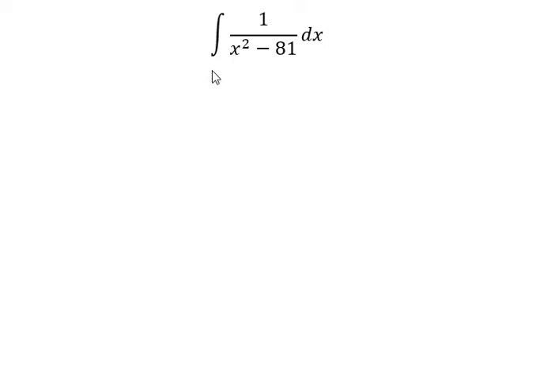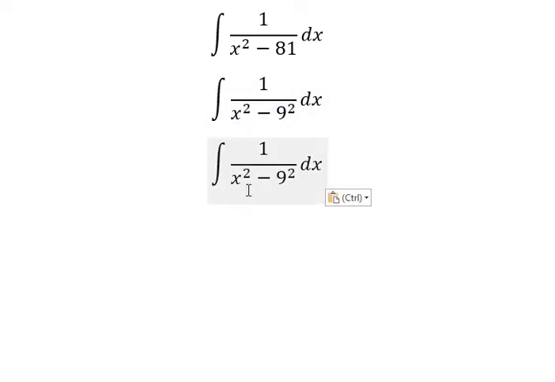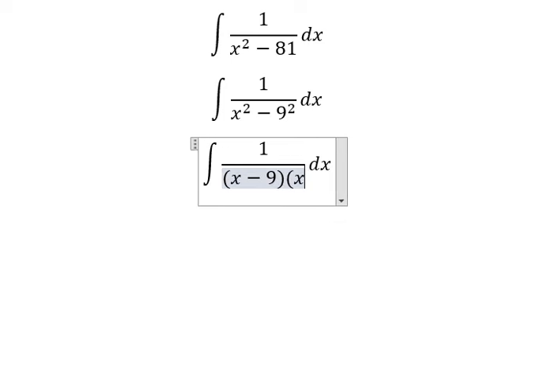The topic today is about integration. So now I will show you how to answer. About 81, that's about 9 square. So this is about identity. So we will have about s minus 9, s plus 9.